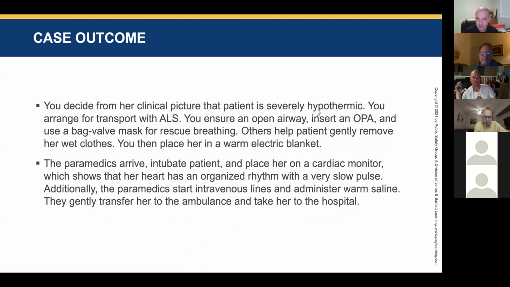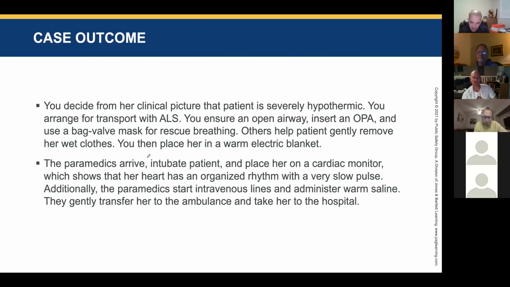You decide that she's very hypothermic. You arrange for ALS transport. You ensure the airway is open, insert an OPA, and use a bag valve mask for rescue breathing. Others help gently remove her wet clothing. You place her in a warm electric blanket. Paramedics arrive, intubate the patient, place her on a cardiac monitor, and show she has an organized rhythm with slow pulse. They start IV fluids warmed with saline, and they transfer her to the ambulance and take her to the hospital.